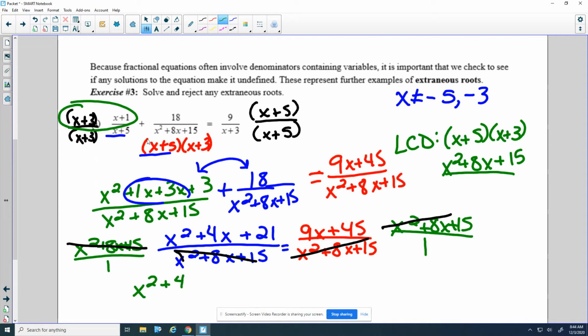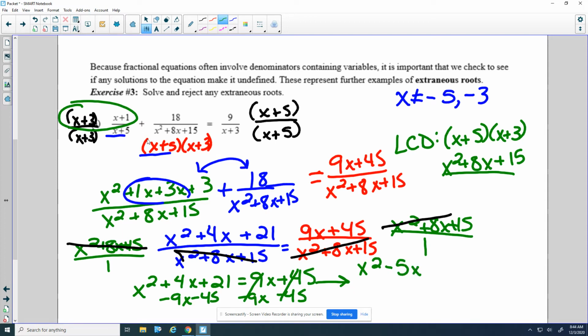x squared plus 4x plus 21 equals 9x plus 45. So I'm going to move that 9x and the 45 over to the other side of the equation, leaving me with x squared minus 5x minus 24 equals 0.